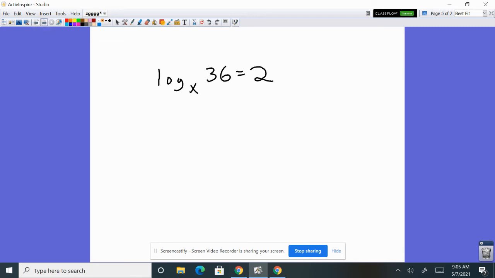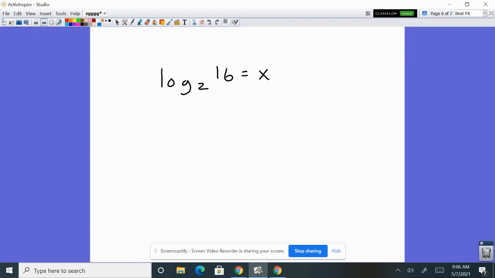What about this one? Well, I have log of 36 base x. There's my base. Is equal to 2. That's my exponent. And that equals the number that's right here always. So x squared equals 36. So what is x? 6.